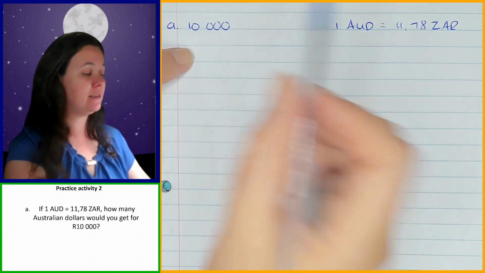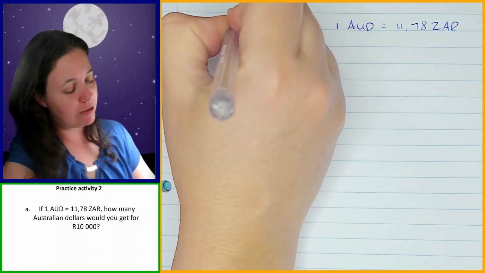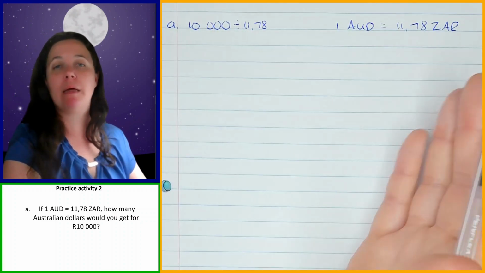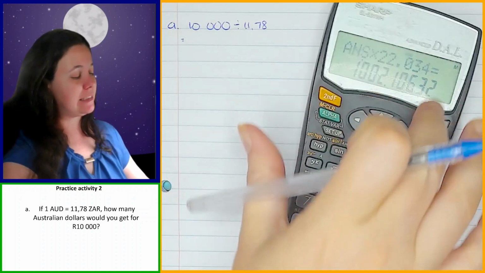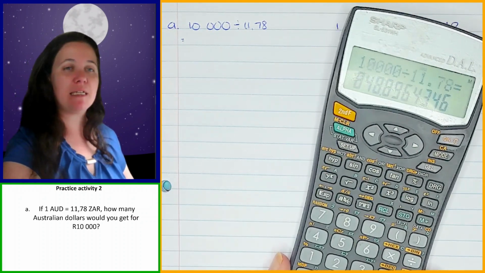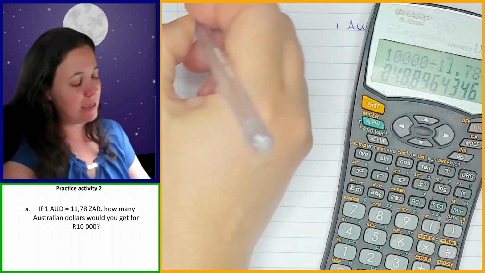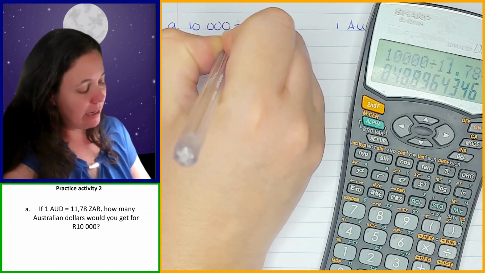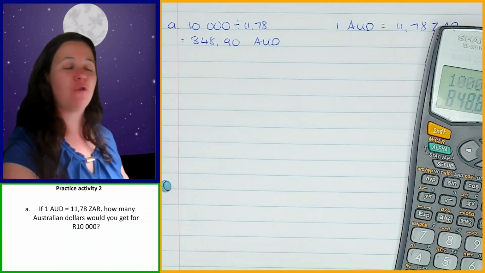So we have rands, so we're going to be dividing by the rands part of the exchange rate. So it's 11.78. I divide by 11.78, and then I multiply by 1. But remember, multiplying by 1 doesn't do anything, so I don't need to write that. So now it's 10,000 divided by 11.78, and that gives us 848.896, which rounds up to 848.90 AUD. So that's what we should have got for question A.